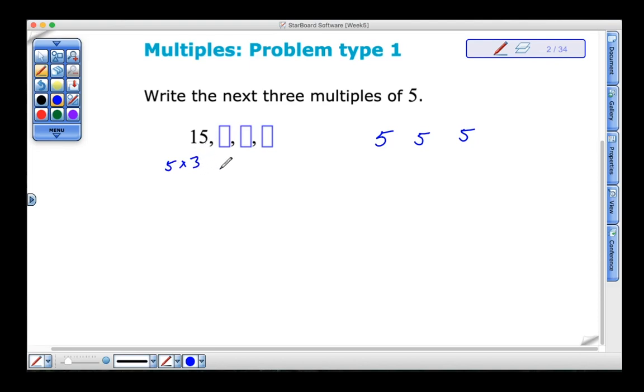So I want to continue this pattern and have a 5 times 4, a 5 times 5, and a 5 times 6 to continue that pattern. If I have 5 times 4, I should end up with 20, and I'm going to put that down here because it's not going to squeeze into that little box. If I have 5 times 5, I'll end up with 25. And if I have 5 times 6, I'll end up with 30. So the next three multiples of 5 are 20, 25, and 30.